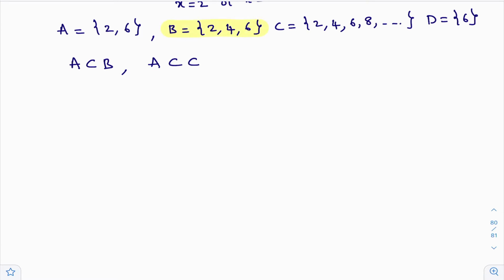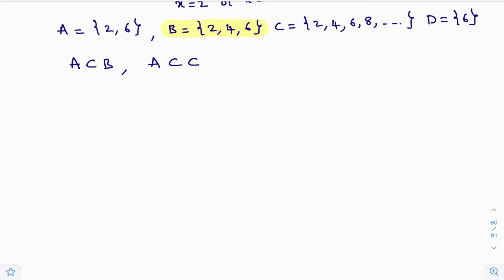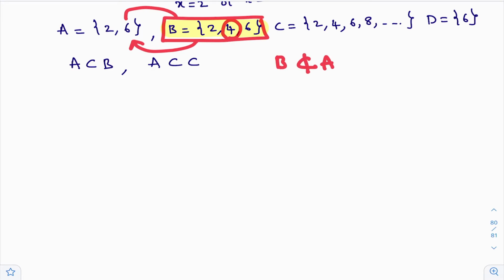Now I'll take set B. I'll check whether B is a subset of A or not, B is a subset of C or not, and B is a subset of D or not. Now, is B a subset of A? Are all the elements present in B present in A? Actually, in set B element 4 is there but 4 is not in set A. So clearly B is not a subset of A.